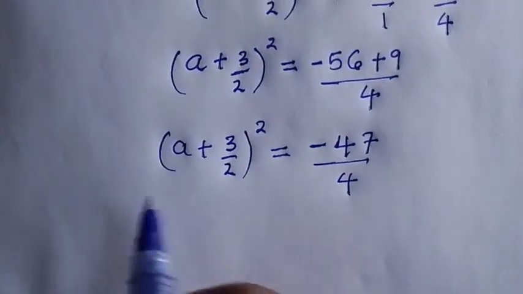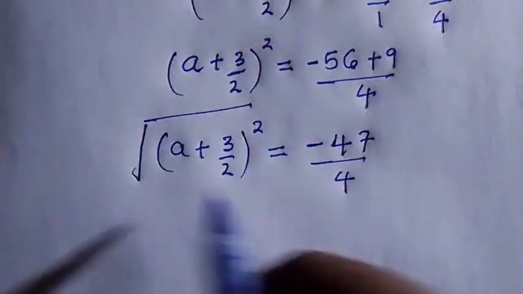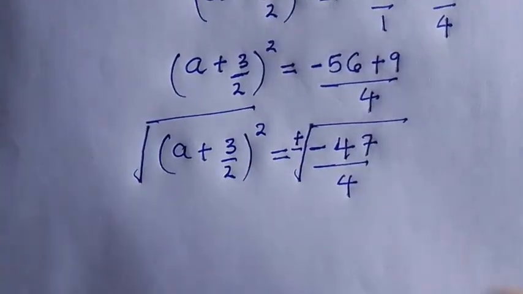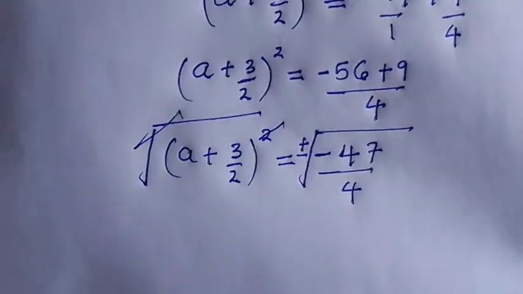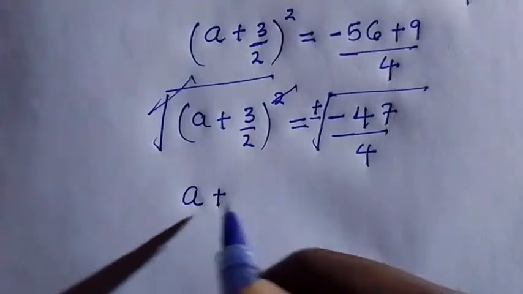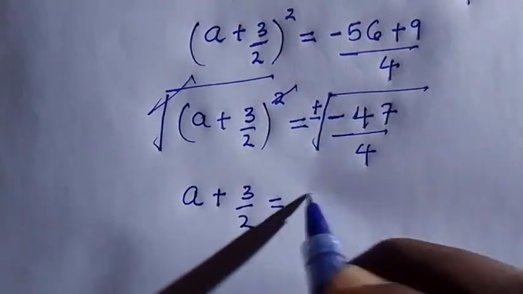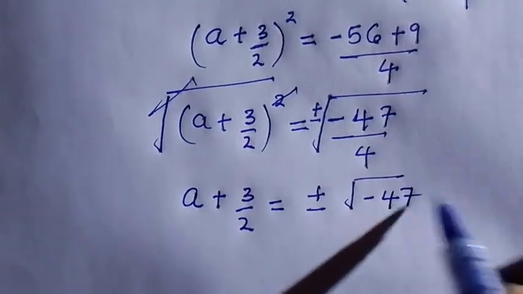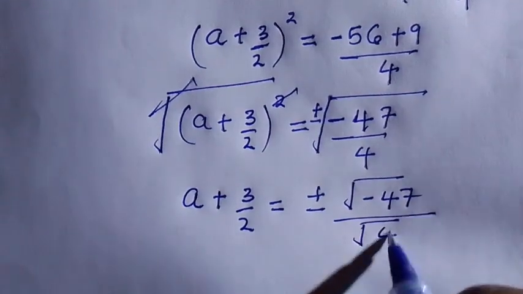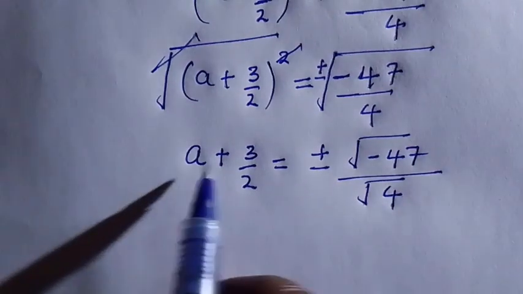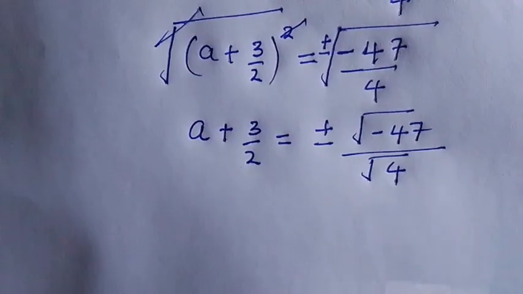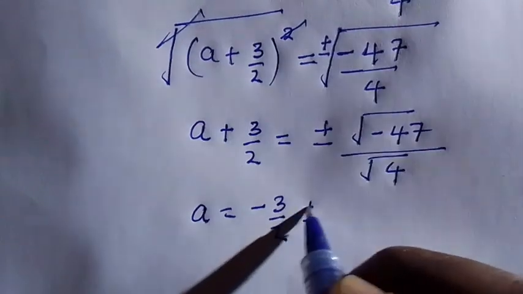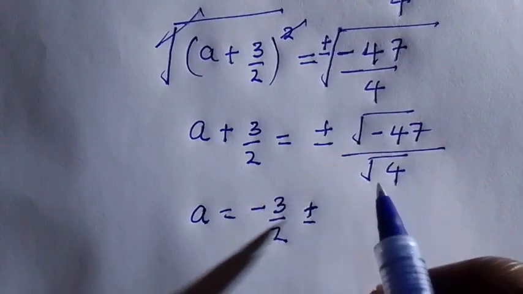So we have to take the square root of both sides to get the value of a. We take the square root here as well, then we add plus or minus when we take the square root at this side. So this cancels, as we have a plus 3 over 2 equals plus or minus the square root of minus 47 divided by the square root of 4. So we need only a. We transfer 3 over 2 to the other side, as we have a equals minus 3 over 2 plus or minus. We have a negative in this root.